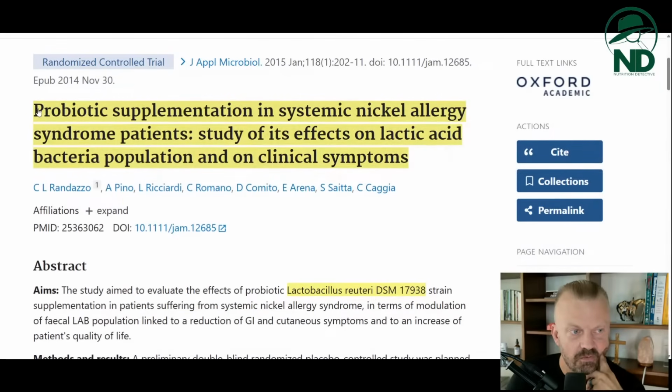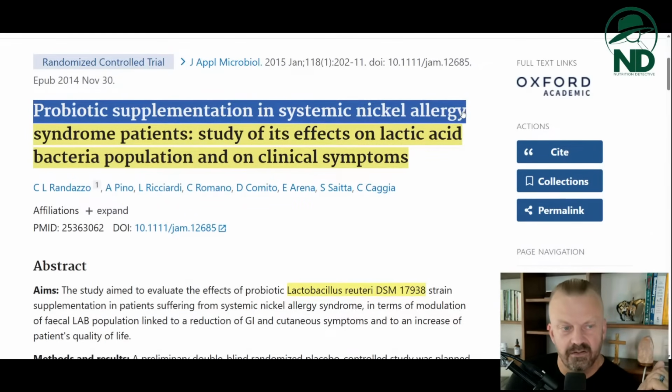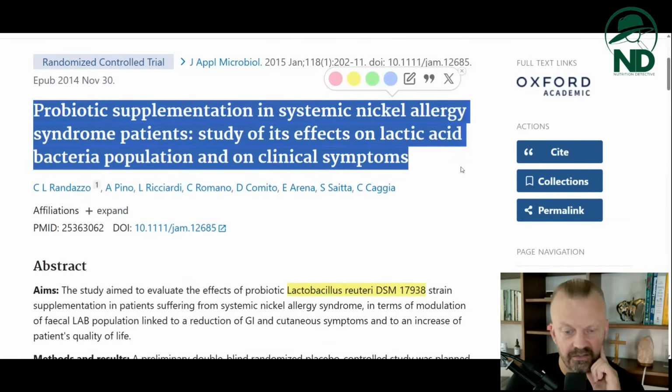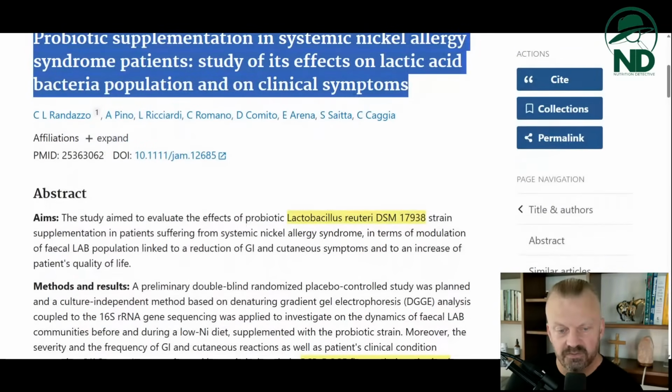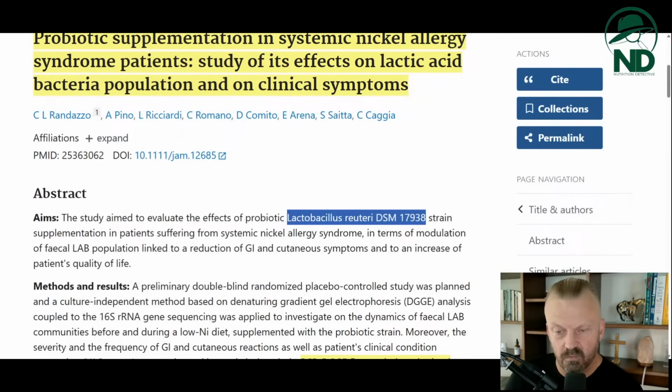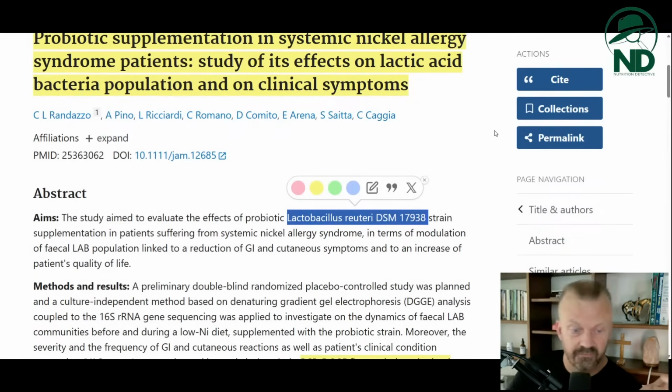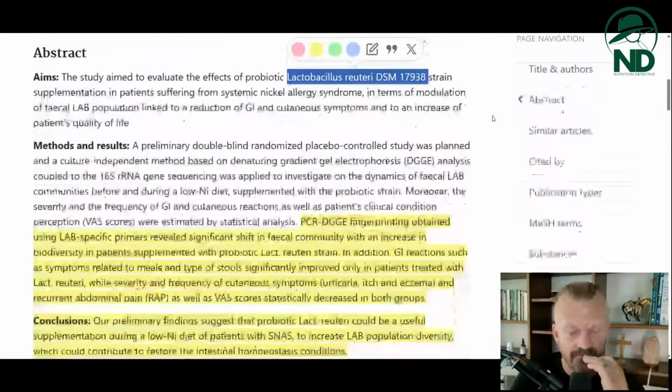Sorry, I didn't switch, Joe. Probiotic supplementation in systemic nickel allergy syndrome patients. Study of its effects on lactic acid bacteria population and on clinical symptoms. So we have a lactobacillus here, this specific one, which is sold as BioGaia Gastrus. You can find it on Amazon if you want. But what did they find?